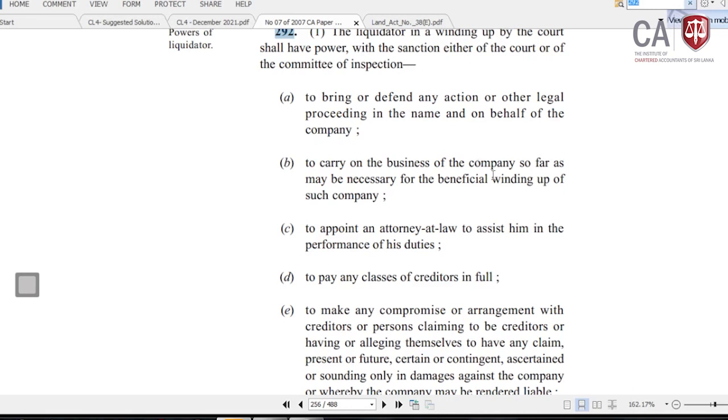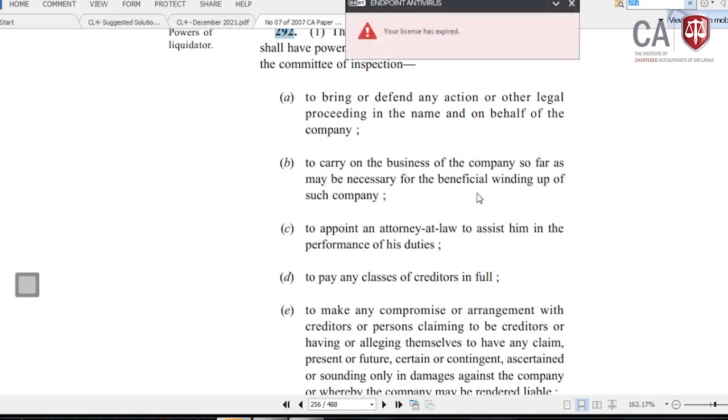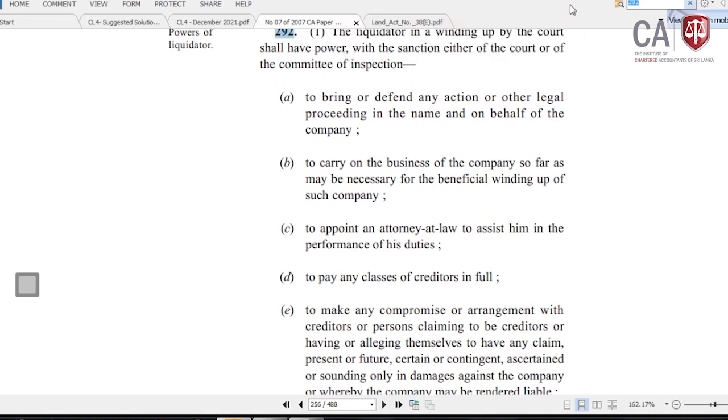Then, to carry on business of the company so far as may be necessary for the beneficial winding up of such company. What is that? Now sometimes these are practical things, but you just have to write the answer. You don't have to explain the meaning of each and everything, but for your understanding, for you to remember these things, sometimes at the time of liquidation, let's say it's a factory. They would have started the manufacturing process but not completed. That means they remain as semi-finished goods.